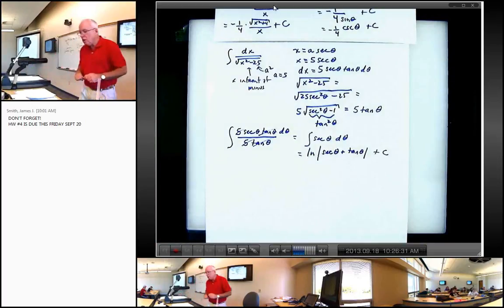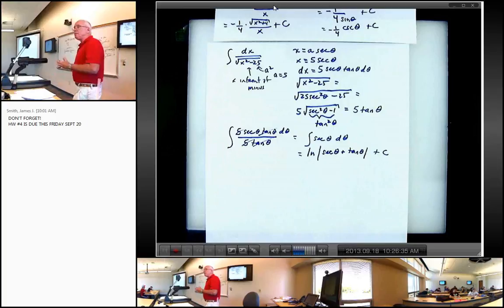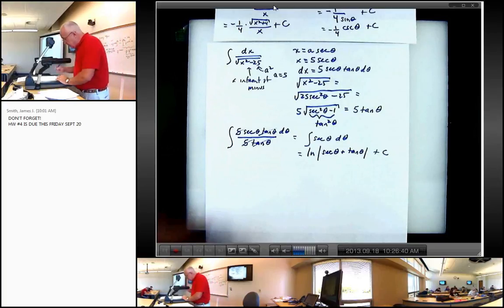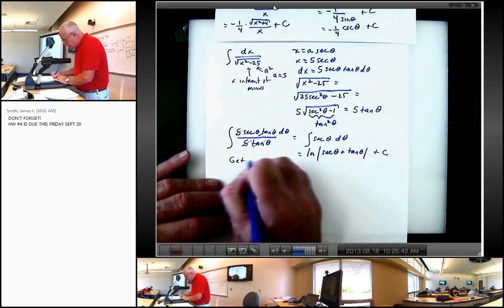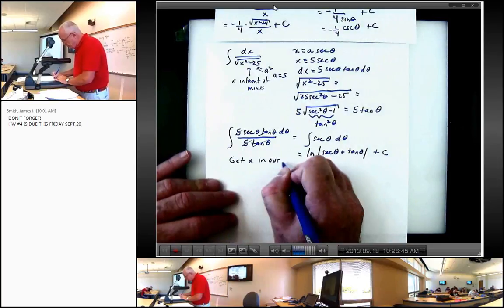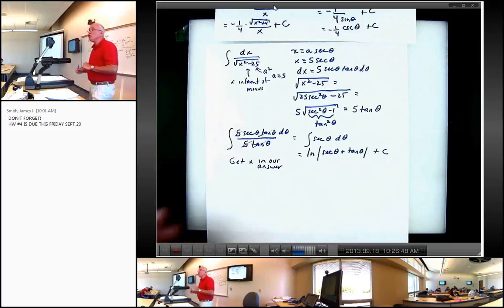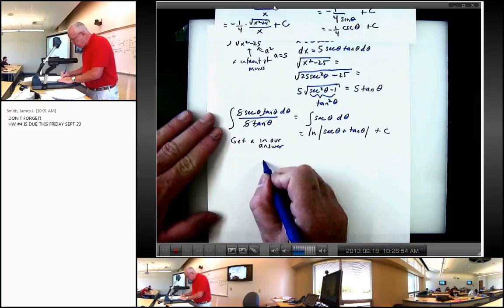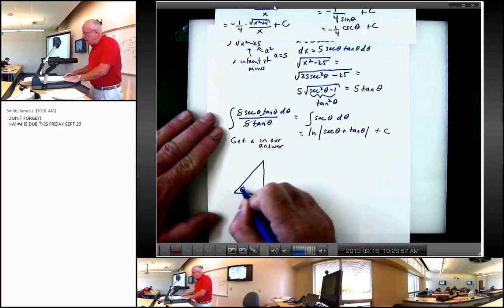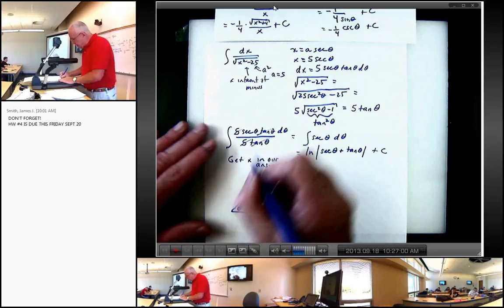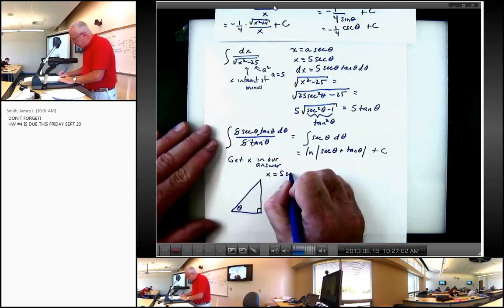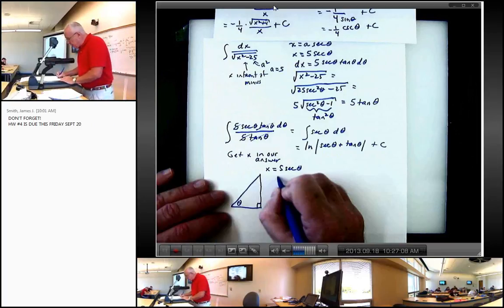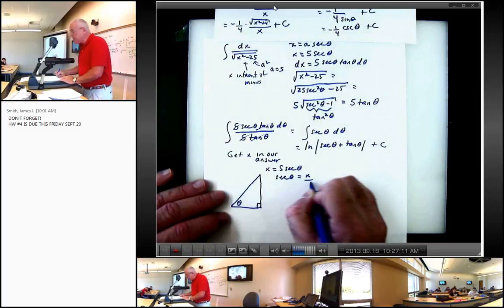All right. So we have now obtained our antiderivative, but it's in terms of theta. So therefore, we need to get x in the picture. Get x in our answer. And for that, I'm going to draw a picture again. So let's draw the triangle. Let's put in our theta. Now let's go up to the beginning here, that x is equal to 5 times the secant of theta. That's our original substitution. So if I divide by 5, I get secant of theta is equal to x over 5.